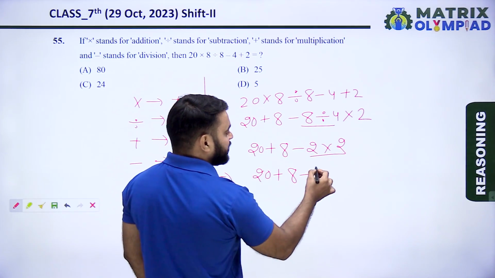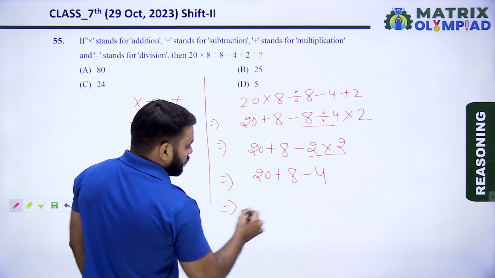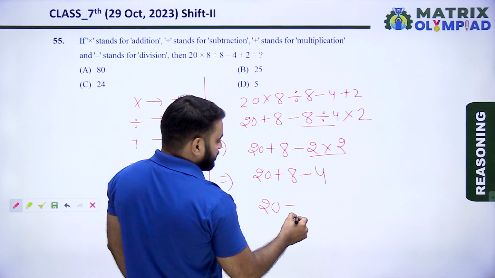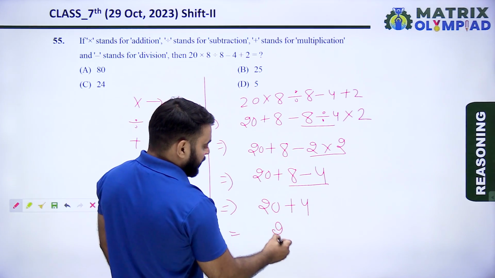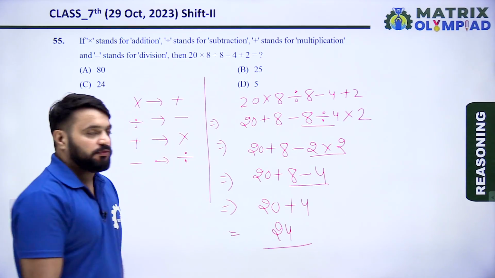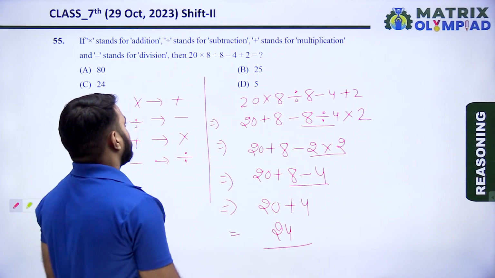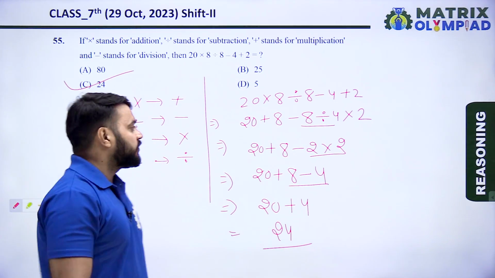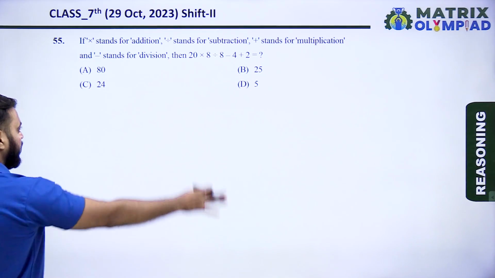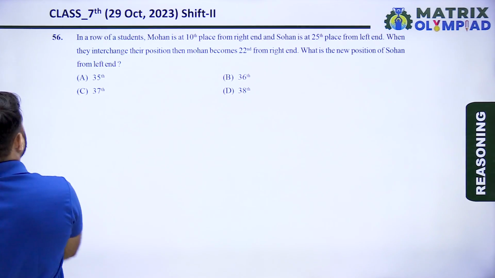2 into 2, it means 4. So 20 plus 8 minus 4, it means 4. So 20 plus 4, it means 24. So 24 is the value of the given expression. So here option C is the correct answer of this question. So let's move on to the next question. So the next question is question number 56.